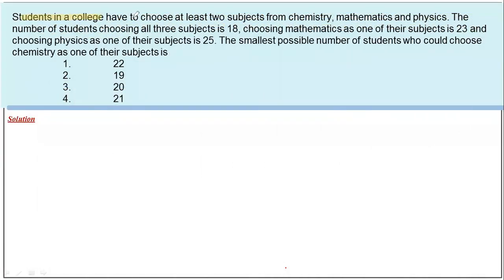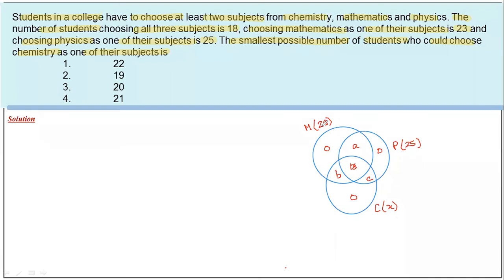Students in a college have to choose at least 2 subjects from chemistry, mathematics, and physics. The number of students choosing all 3 subjects is 18. Choosing mathematics as one of their subjects is 23, and choosing physics as one of their subjects is 25. The smallest possible number of students who could choose chemistry as one of their subjects is which of the following?